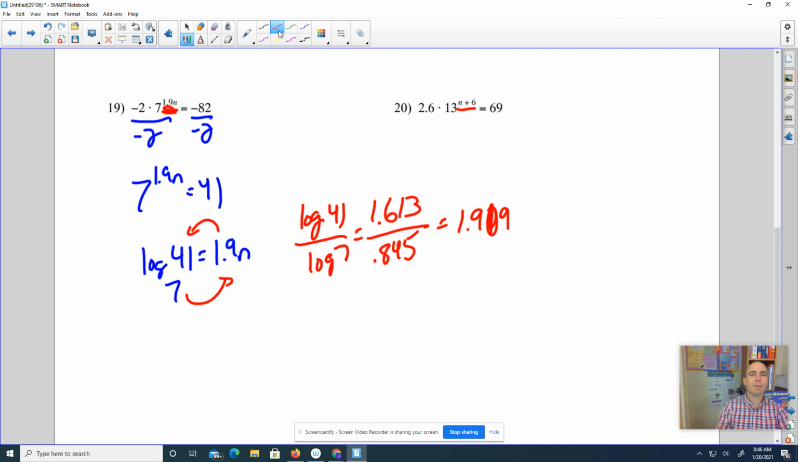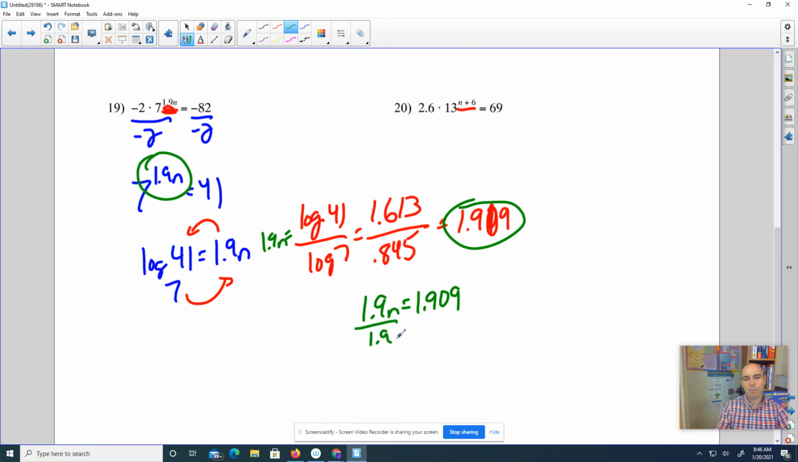Okay, but the thing I got to remember is that I did not solve for n. I solved for 1.9n. Right? So now I got to take it that one last step. Divide by that 1.9. And n equals, what is it, like 1.01 or something like that? Very, very close to 1.